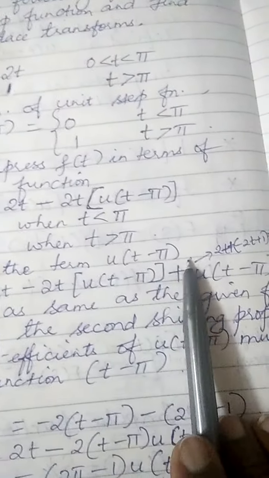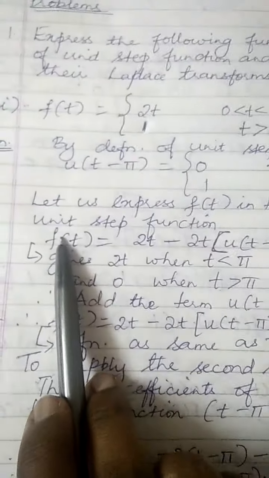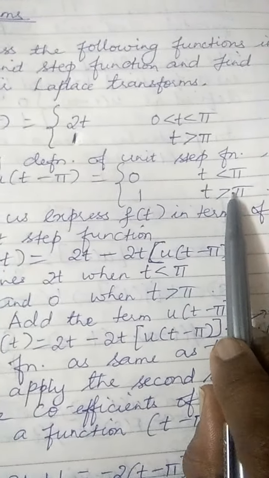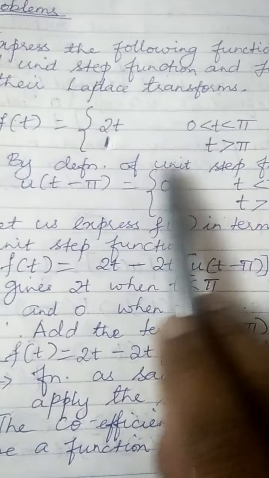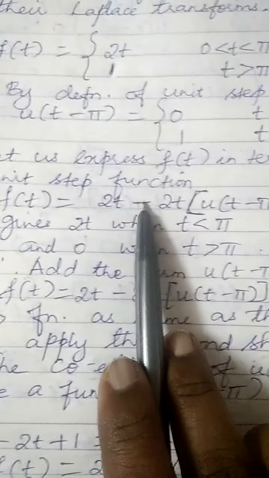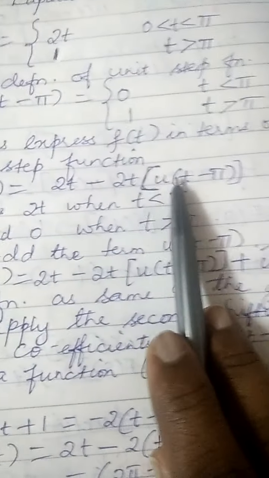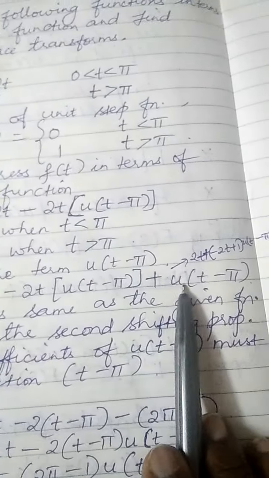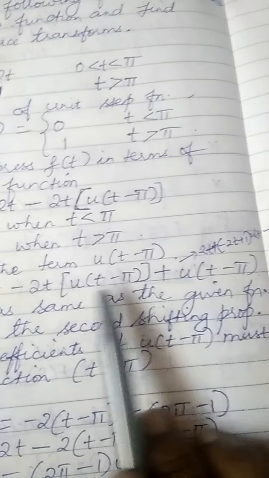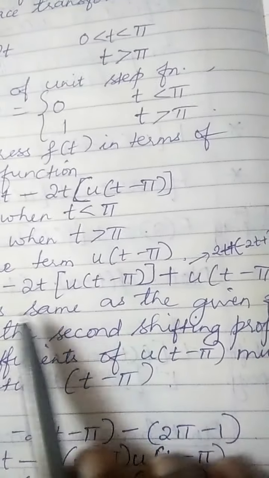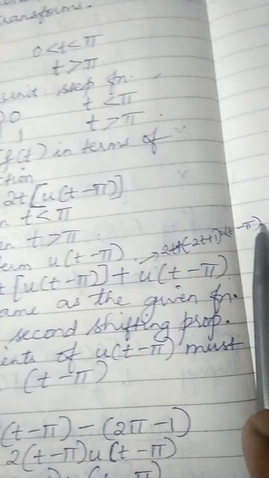Therefore, we are going to introduce another term, that is, add the term u of t minus pi. So we have to write this f of t in such a way that when t is less than pi, we will get 2t, and when t is greater than pi, we should get 1. Therefore, we add the term u of t minus pi to this function. So f of t will be equal to 2t minus 2t into u of t minus pi plus u of t minus pi, wherein taking u of t minus pi common, we can write it as 2t plus minus 2t plus 1 into u of t minus pi.